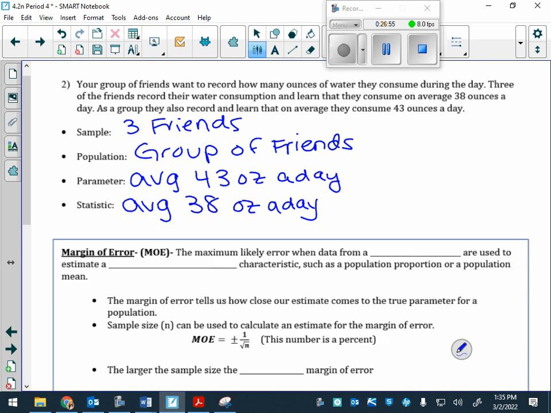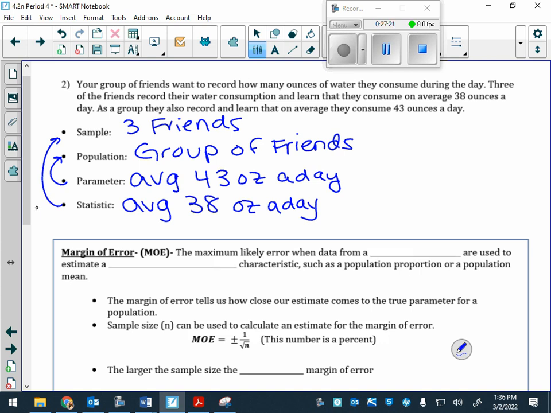Okay. And again, some might elaborate, meaning the 3 friends found that 38 ounces a day was the average. You know, something along those lines. Some might just give the statistic was 38 ounces and the parameter was 43, because you could always tie it back to who you were measuring. Okay, does that make sense?